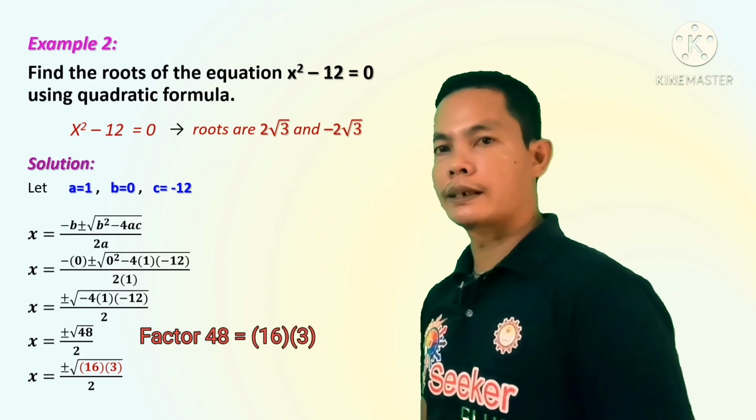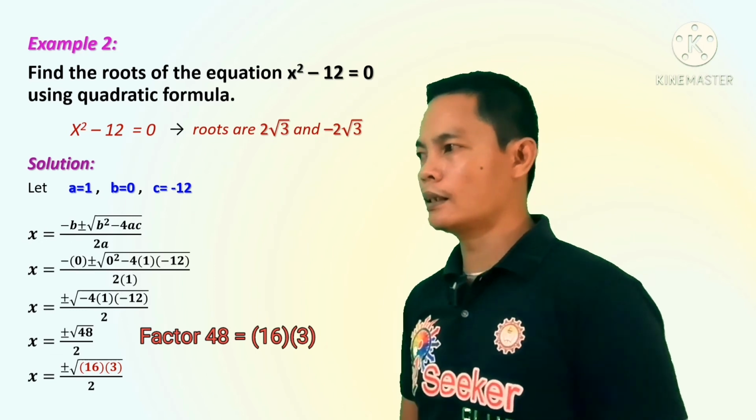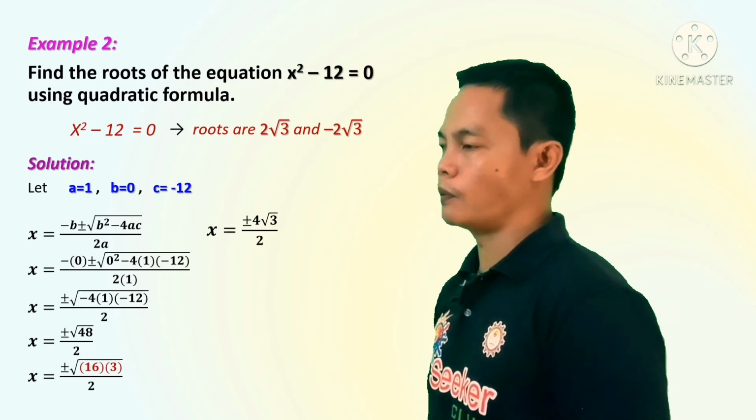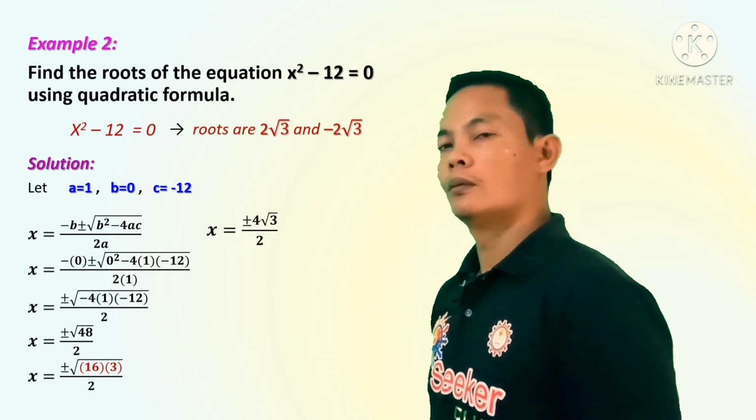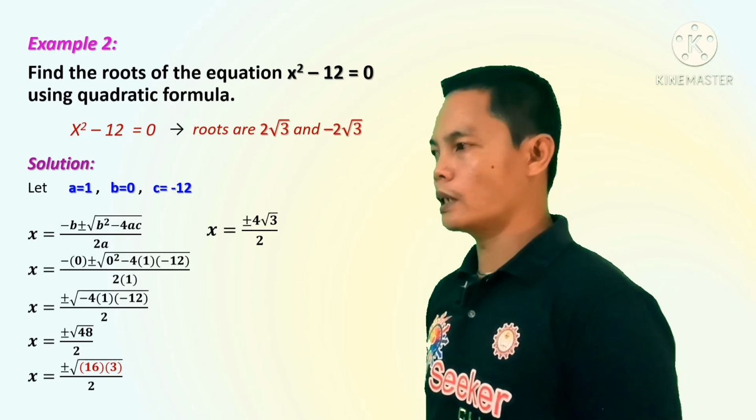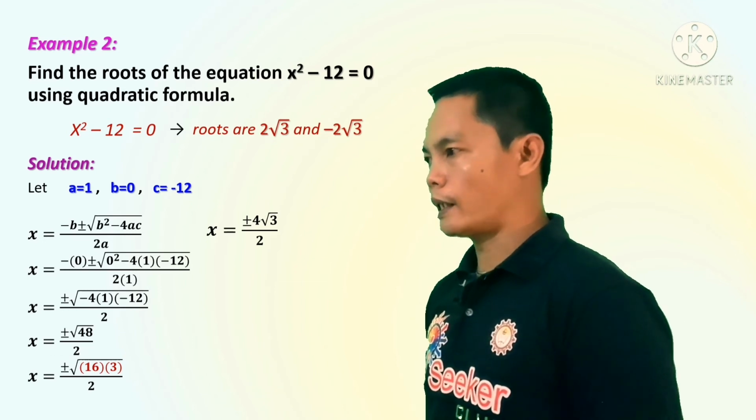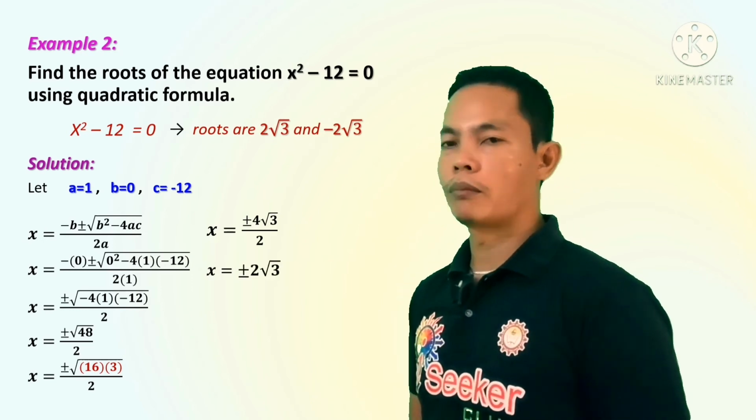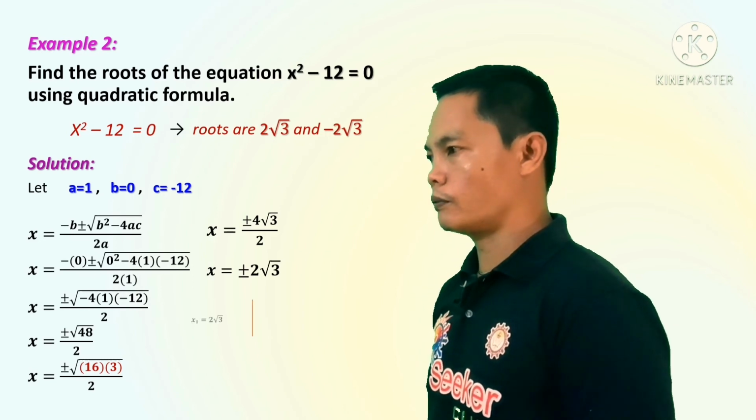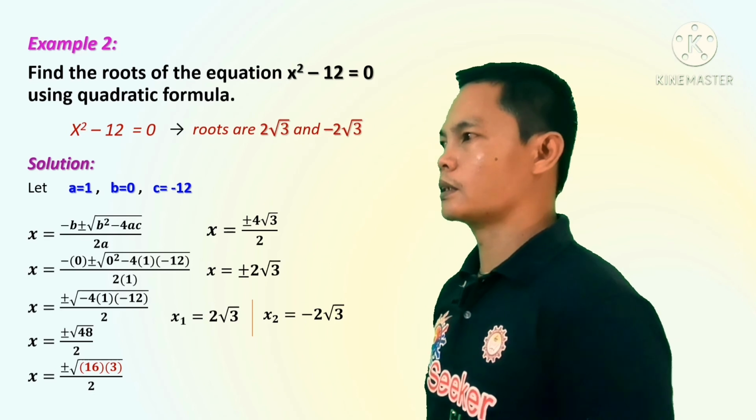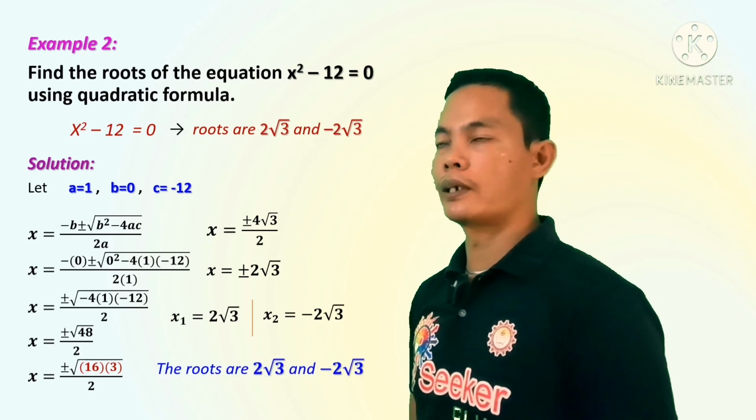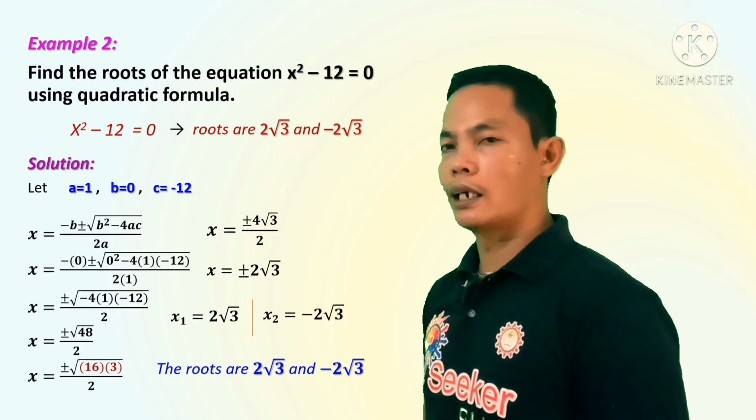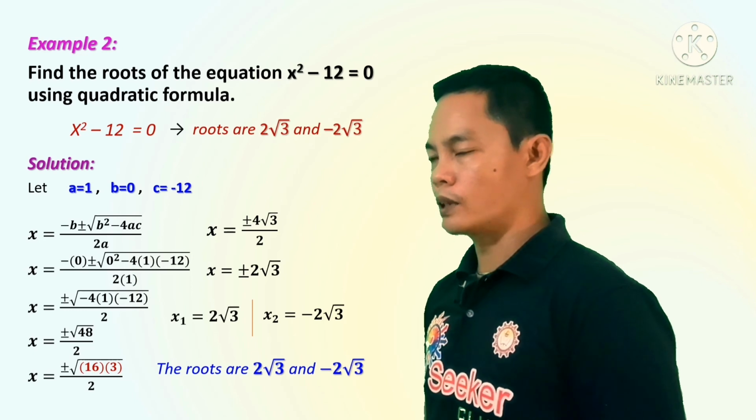The first factor could be extracted, square root of 16 times 3 all over 2. Square root of 16 is 4. Then x equals to plus or minus 4 square root of 3 all over 2. Final answer, we can simplify 4 divided by 2. X equals to plus or minus 2 square root of 3. Therefore, the roots of the equation x squared minus 12 equals to 0 are 2 square root of 3 and negative 2 square root of 3.